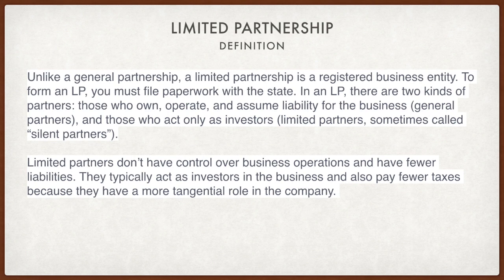Okay, here's limited partnership. Unlike general partnership, a limited partnership is a registered business entity. It has to be registered with the state. To form a limited partnership, you must file the paperwork with the state. In an LP, there are two kinds of partners: those who operate and assume liability for the business, which are called general partners, and those who act only as investors, limited partners, sometimes called silent partners. Limited partners don't have control over business operations and have fewer liabilities. They typically act as investors in the business and also pay fewer taxes because they have a more tangential role in the company.